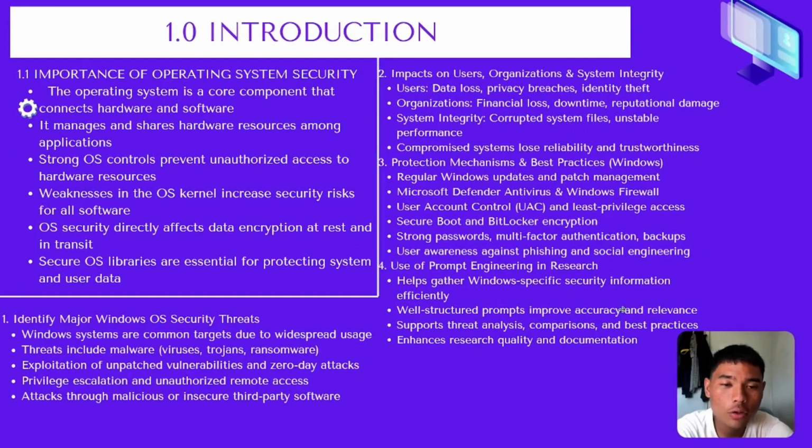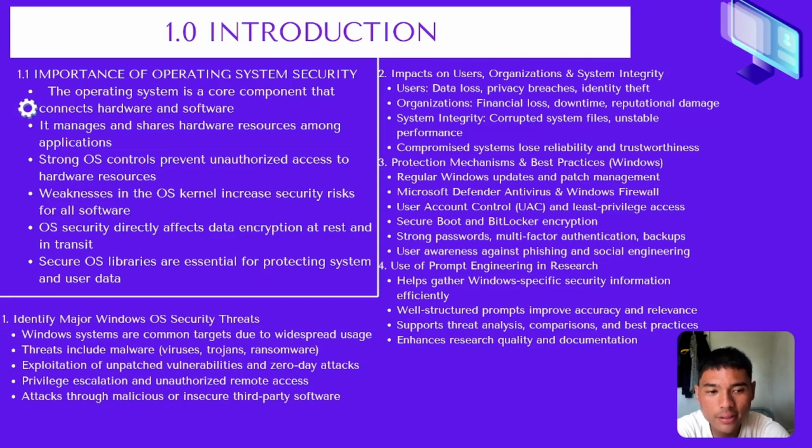Okay, first of all, we will go to the introduction. And first, importance of operating system security. The operating system is a core component that connects hardware and software, and also it manages and shares hardware resources among the applications. Strong OS controls prevent unauthorized access to hardware resources. Weaknesses in the OS kernel increase security risks for all software.